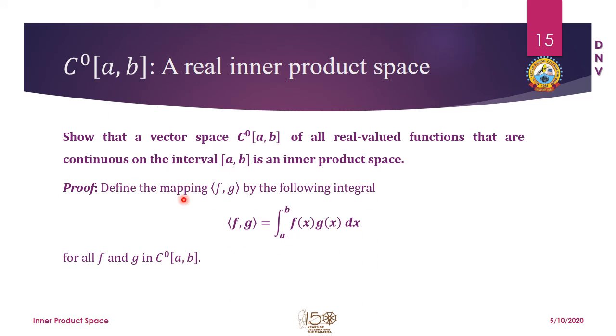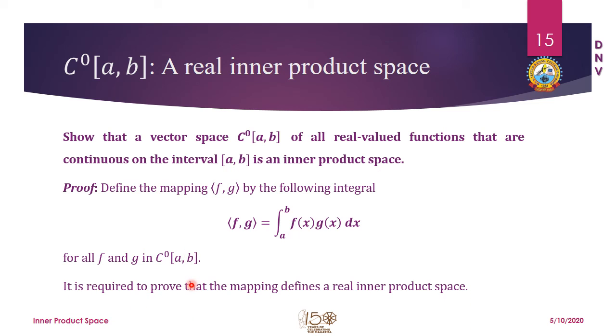We have to define the mapping for these continuous functions by this particular integral from a to b of the product f into g. In the discrete case, we define the sum of all the components, and in this case we have defined the integral, because continuous functions are always handled with the help of integrals. So we have defined the mapping f comma g equal to this integral, where f and g are continuous functions defined on the interval a comma b. This interval may be the entire real line or it may be a part of that.